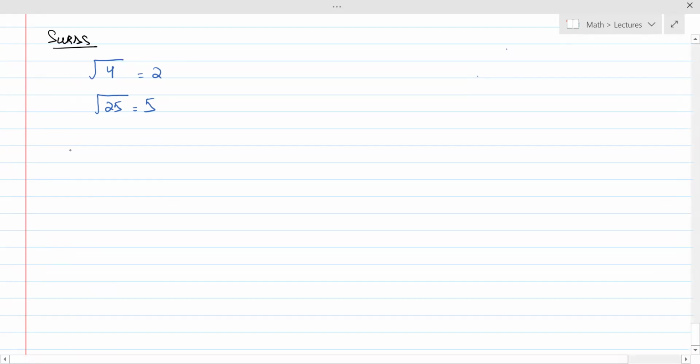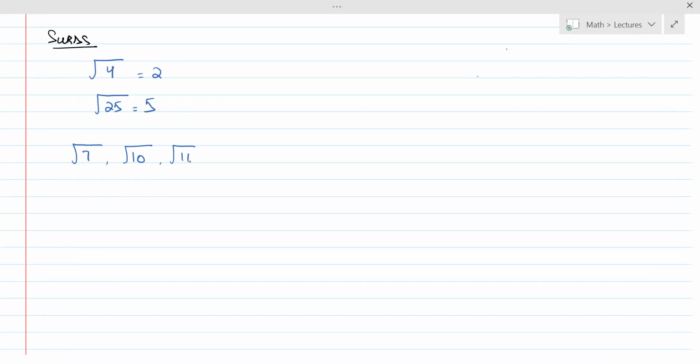For example, under root 7, or under root 10, or under root 11. All these numbers are the ones whose root, when taken, will not give us a rational number. So these numbers, which cannot be written as rational numbers, are called surds.